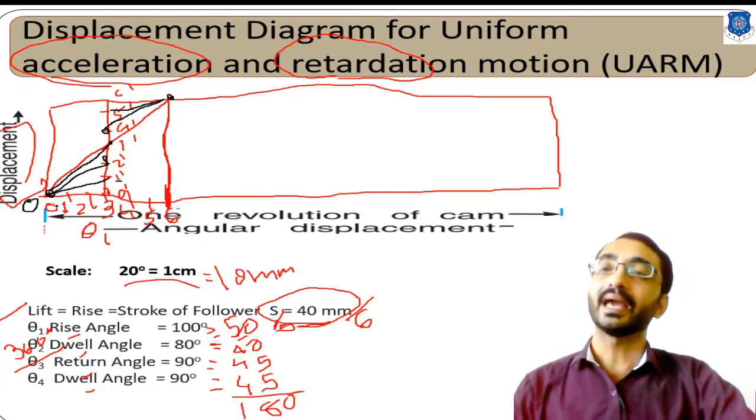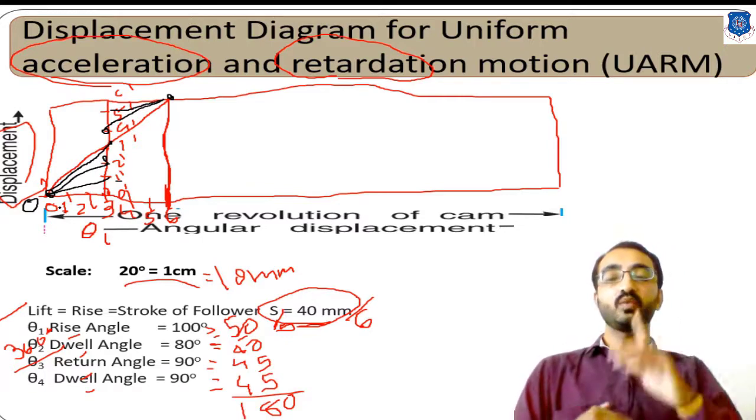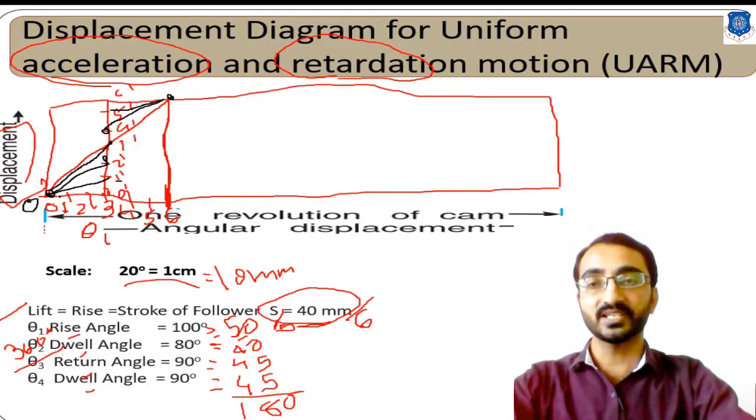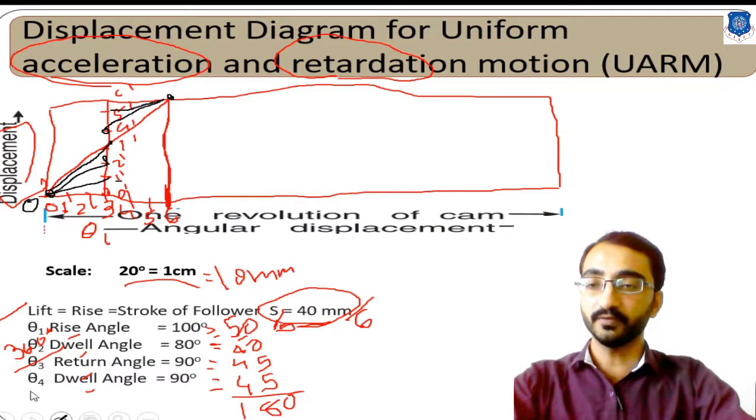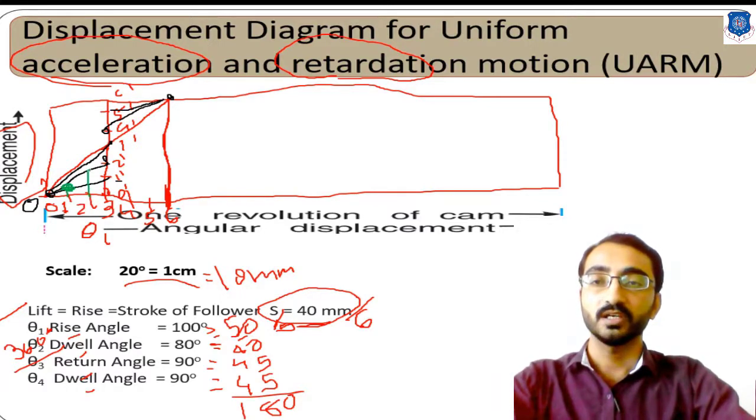Now extend these horizontal divisions in vertical lines, which make intersections with these black lines. If you sketch the vertical line from this 1 dash, which makes an intersection with this 1 dash line, it will give you point 1 dash. From 2 dash, the intersection with the 2 dash line, and 3 dash will be like this.